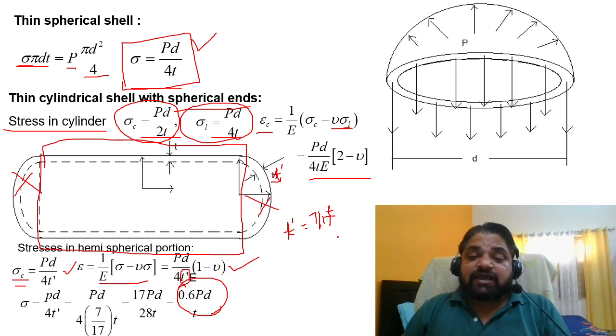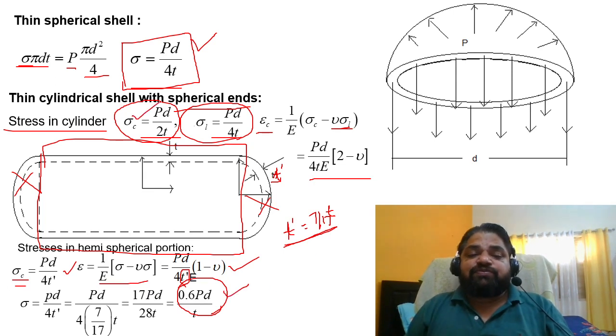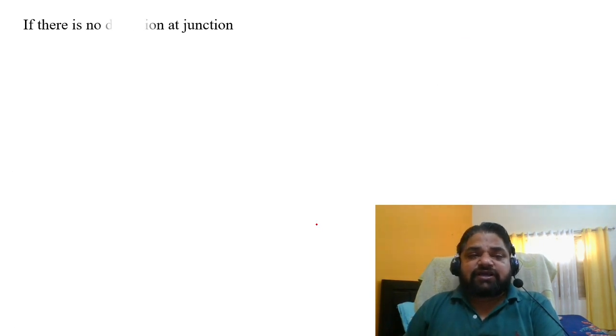If the relation between t prime and t has to be 7 by 17, if it is within that range, then only we can get that, which is less than the value of 0.5 pd by t. Instead of that you will get 0.6 pd by t. So how to evaluate this relation, that is discussed now.